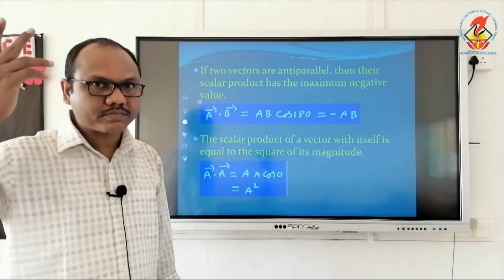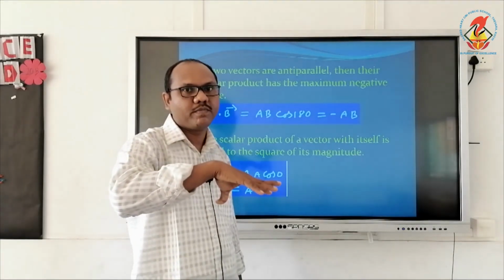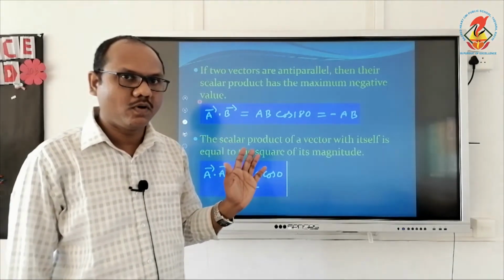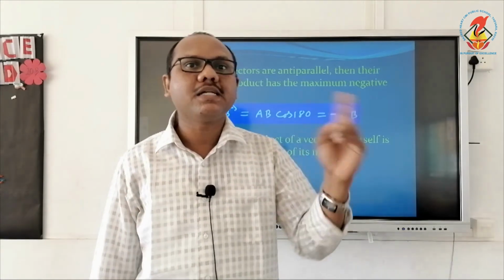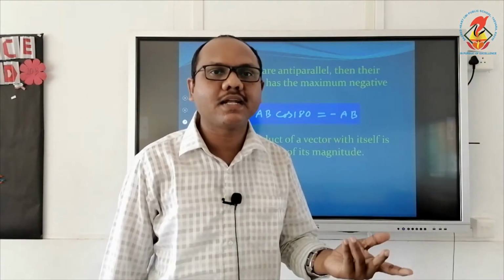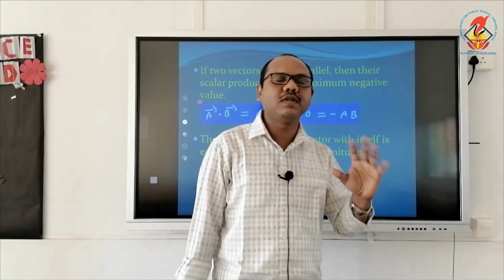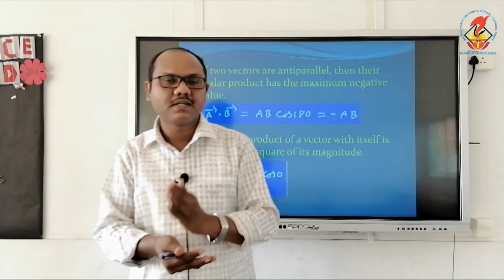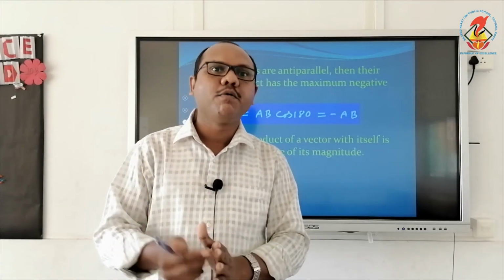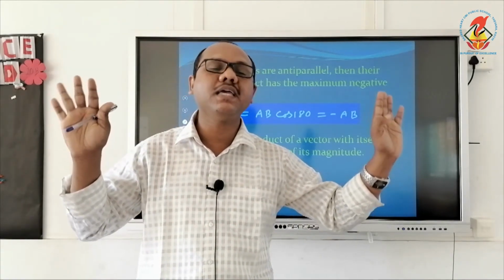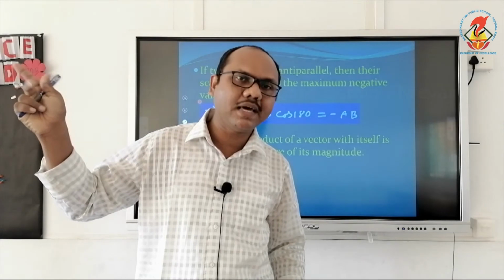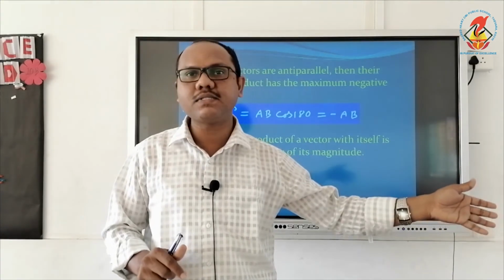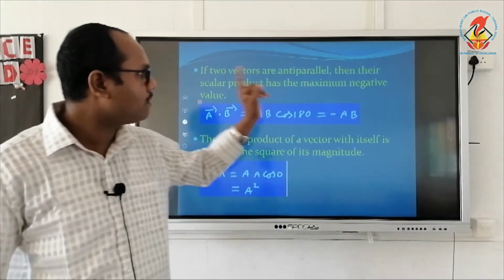Don't think that negative AB is the minimum value. In vectors, the negative sign shows the direction. Okay, so if I ask you, -5 or plus 5, which is greater? In maths you will think like this and say, okay, plus 5 is greater, minus 5 is lesser. But in physics, in vector algebra, it is not like that. -5 and plus 5 are both equally great. One is in the positive direction, the other is in the negative direction. That is the difference. Negative direction does not mean that the value is lesser. Okay, so it has the maximum negative value.